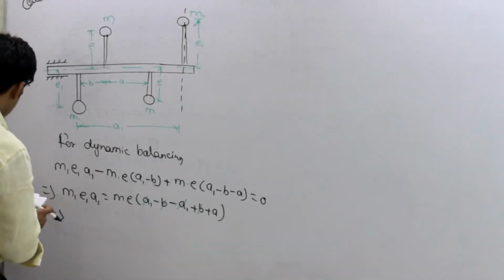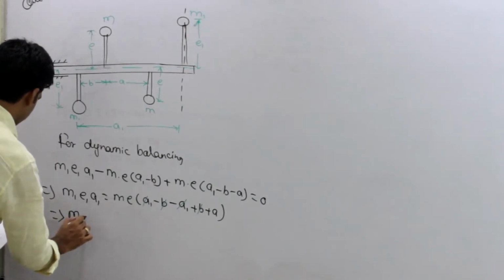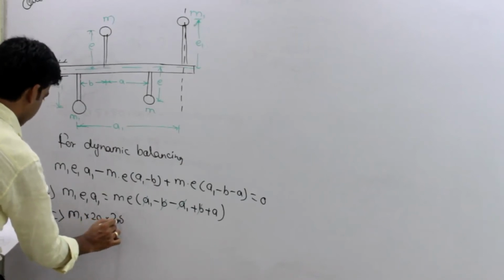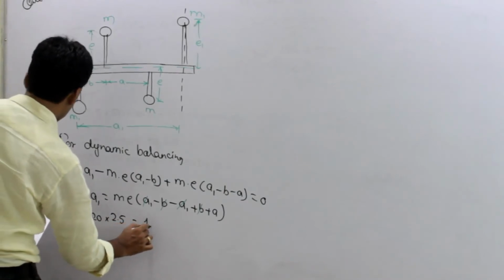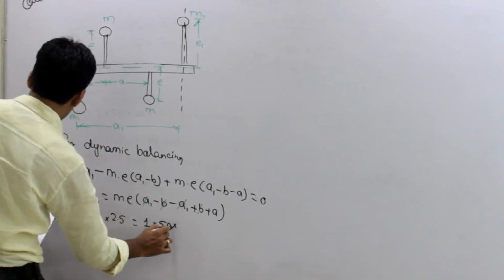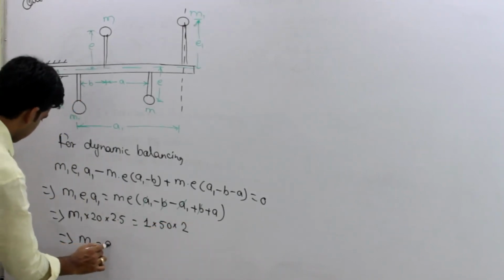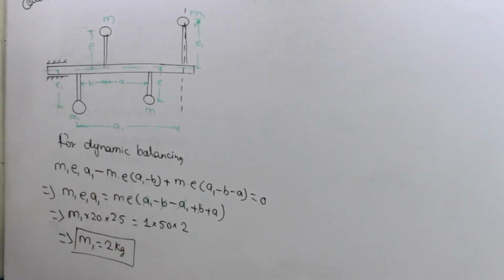All the values are given in the question. We have to calculate M1. So this will be M1, E1 is given as 20 mm, A1 is given as 2.5 meter, equal to M which is given as 1 kg, E given as 50 mm, into A given as 2 meter. So from here we can calculate the value of M1, which is equal to 2 kg. That is the answer. Simple question. Getting this or not? Okay.